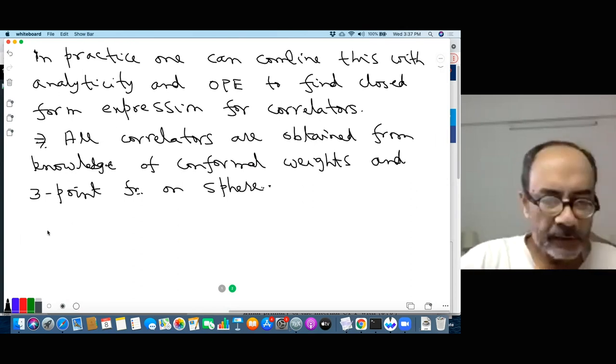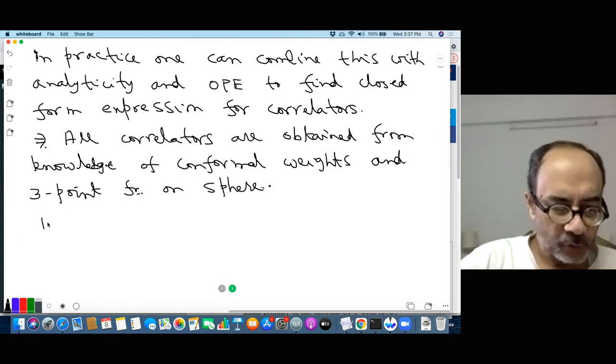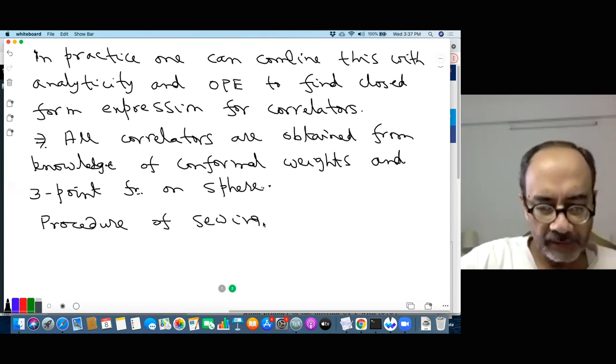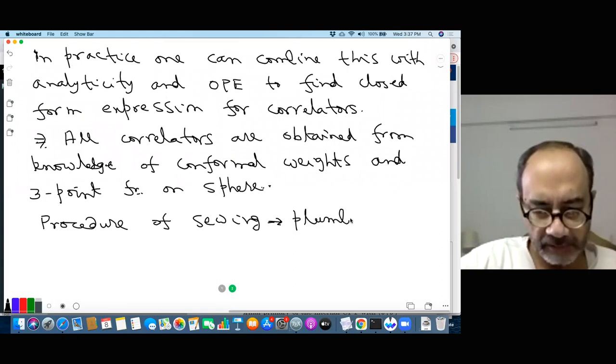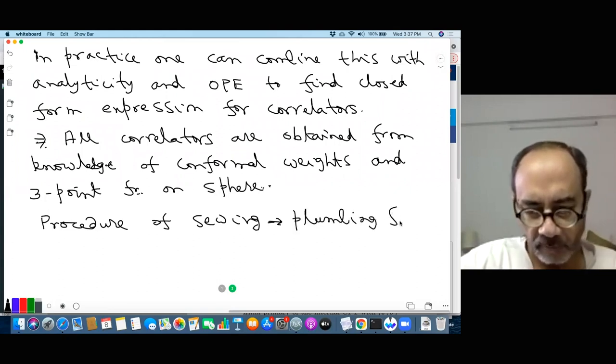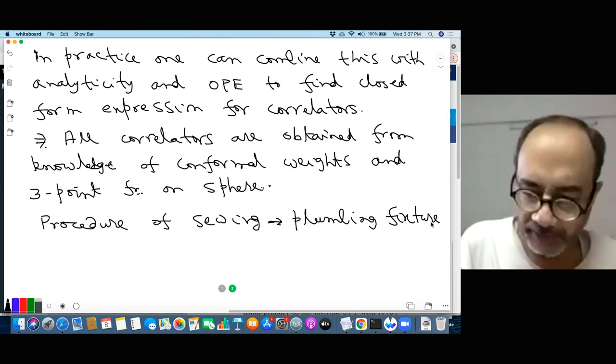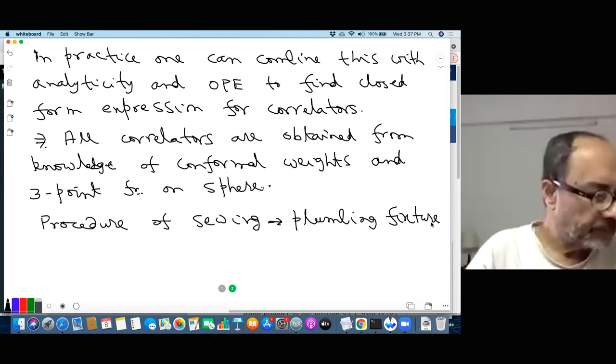So this procedure of sewing is often referred to as the plumbing fixture. It's like connecting the two punctures by a pipe. You are just adding a handle.